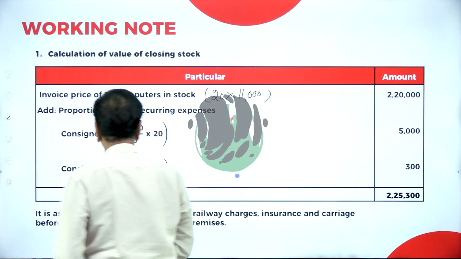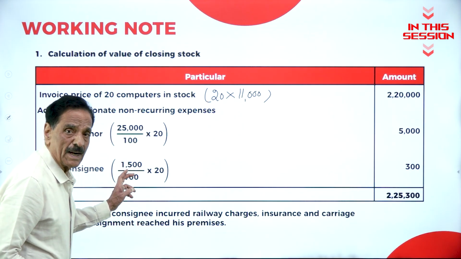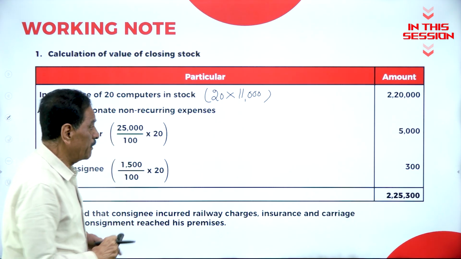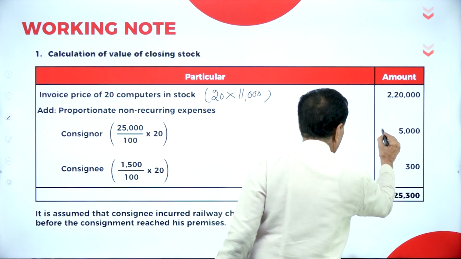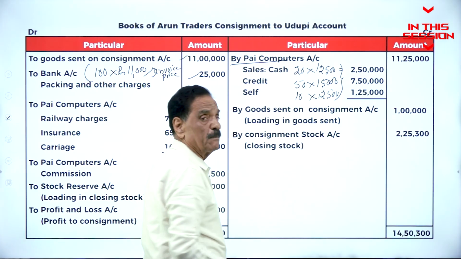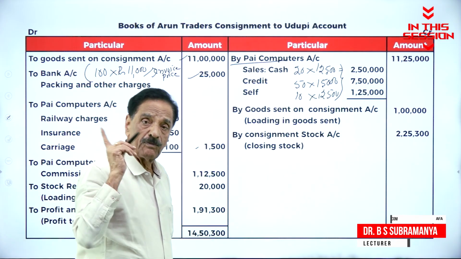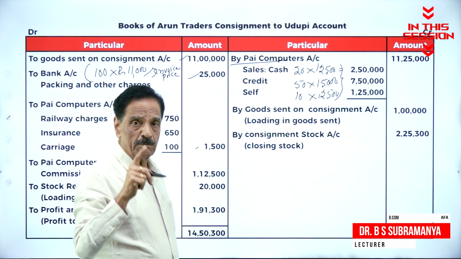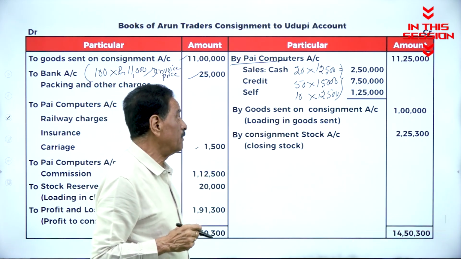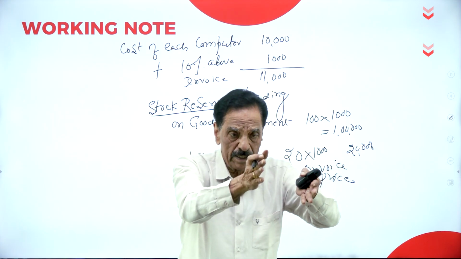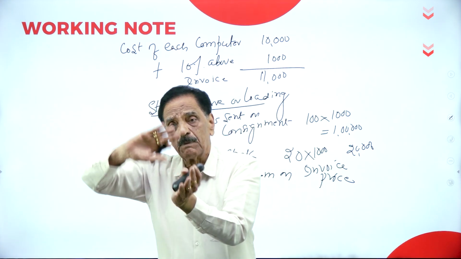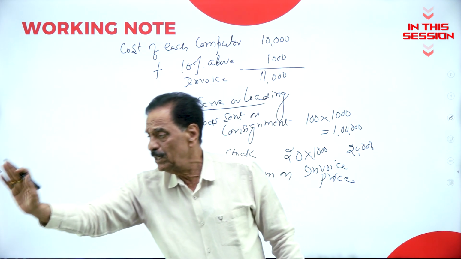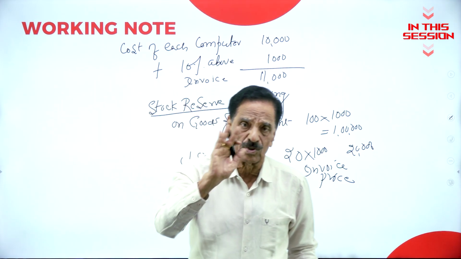This is 25,000 for how many computers? 100. Your expenditure is 25,000. For how much do you require? 20. It will work out to 2,500. Totally 80 computers have been sold, one in the form of cash, one in the form of credit. Whatever is leftover, taken by him at what rate? 12,500. Goods sent on consignment, here by stock reserve. By closing stock, debit side stock reserve. One goods sent on consignment, stock reserve. Closing stock, stock reserve.